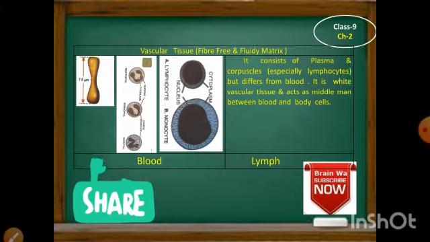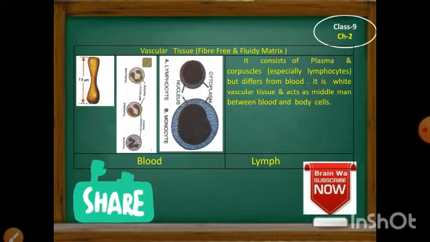And the function of the plasma: it helps in transport of nutrients, waste, gases, hormones, lactic acid, etc. Fibrinogen and prothrombin protect the blood. These proteins help in blood clotting at the time of injury. And globulin proteins act as antibodies and provide immunity. It regulates the water balance, pH, and body temperature.